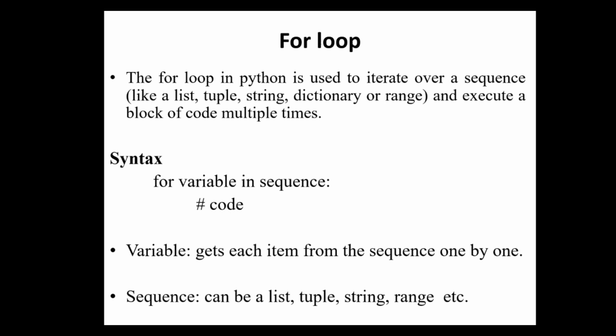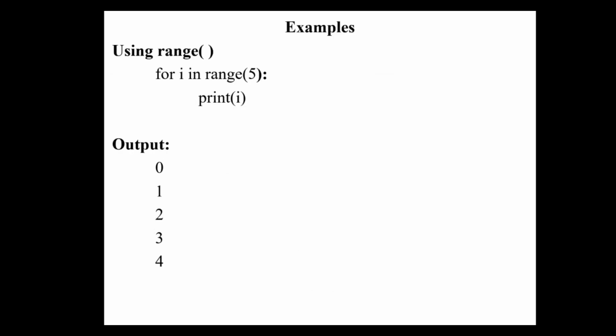So here, variable gets each item from the sequence one by one, and the sequence can be a list, tuple, string, range, etc. For example, using range: for i in range(5): print(i). The range(5) generates a sequence 0, 1, 2, 3, 4. The for loop goes through each number in that sequence, and print(i) prints the current number. So in the output, we get 0, 1, 2, 3, 4.